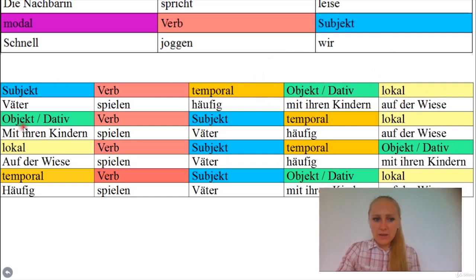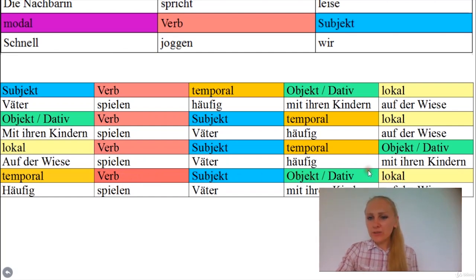So again, now we have different varieties here. If you want to stress the object, you can start with ihren Kindern here. Then, as you see, again, always comes the verb in the second place, and then the subject. If you don't start with the subject, then the subject takes the third place. Mit ihren Kindern spielen Väter häufig auf der Wiese. Again, time before location. You can stress the location, put it at the beginning, then comes verb subject again, then comes the time, and then comes the dative at the end. You can start with the indication of time at the beginning if you want to stress it. Continue with the verb subject, then comes the dative, and then comes the location.